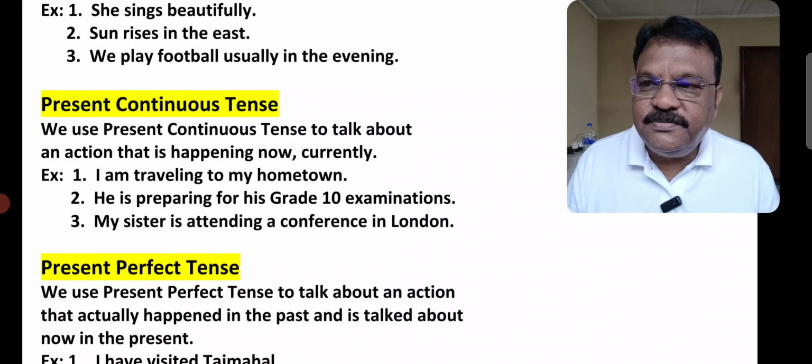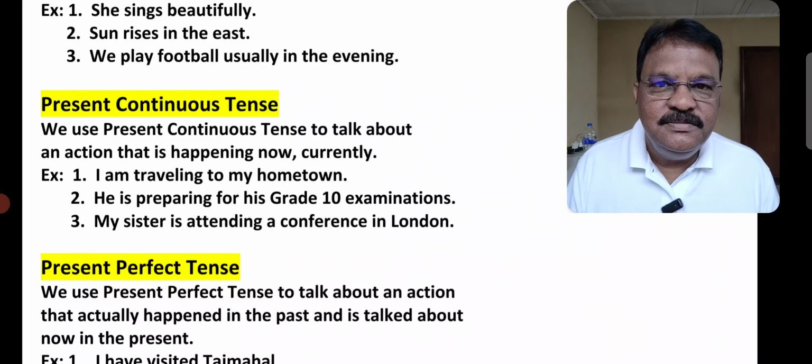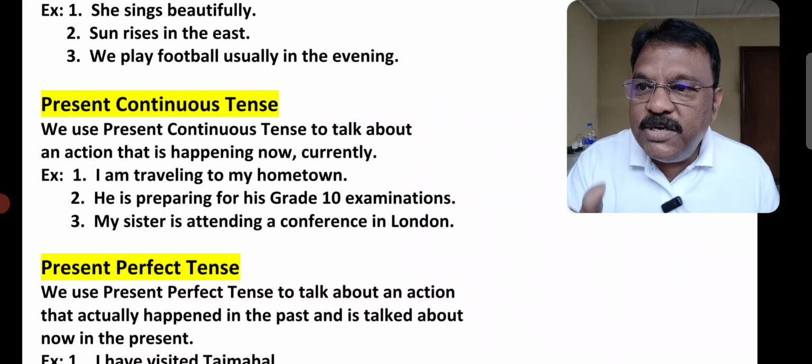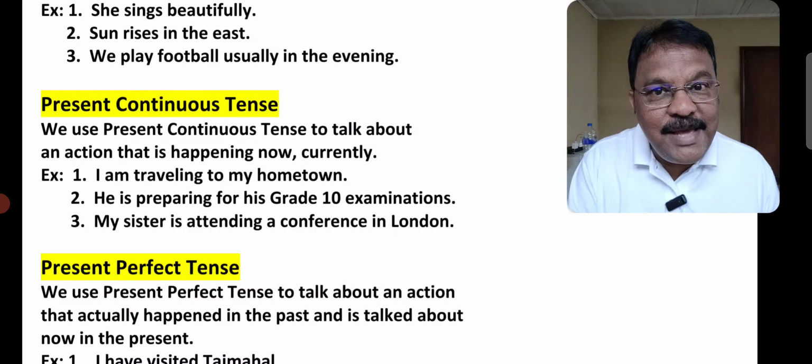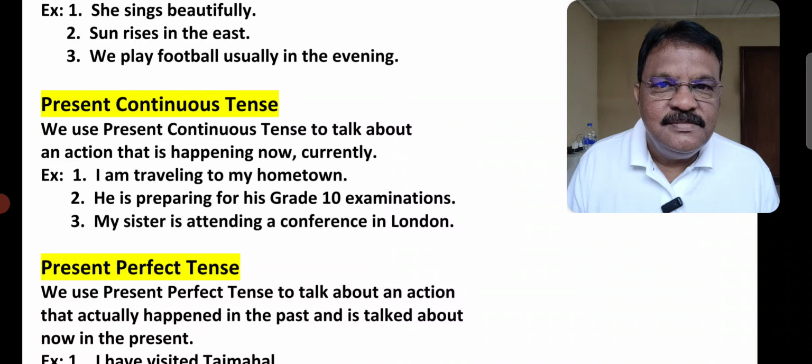Example number 1. I am traveling to my hometown. Look at the verb. I am traveling. Am is a helping verb. Traveling is the main verb. The main verb here is the one that talks about the action of the subject. The action of the subject I in this sentence is traveling. Got it?